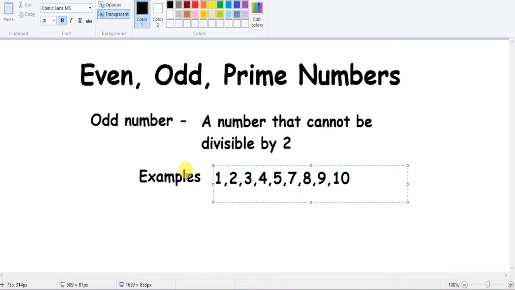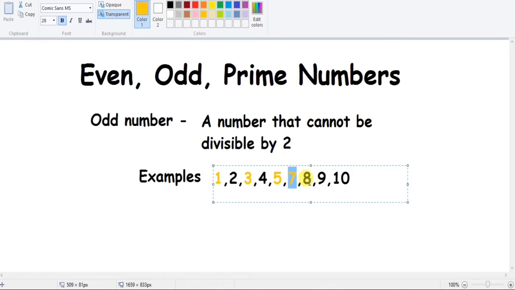On this number line, we can start from the first number, which is 1. 1 is not divisible by 2, so this makes it an odd number. 2 is divisible, so this is not an odd number. 3 is not divisible by 2, so this makes it an odd number. 4 is divisible by 2, which makes it an even number. 5 is not divisible by 2, which makes it an odd number. 7 is not divisible by 2, which makes it an odd number.